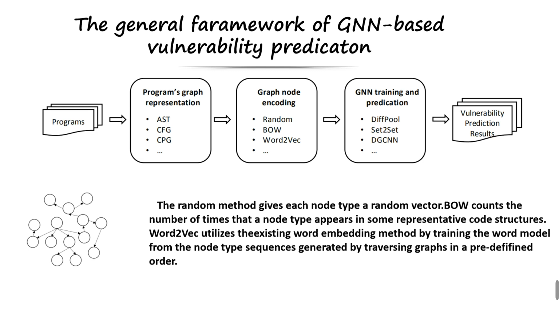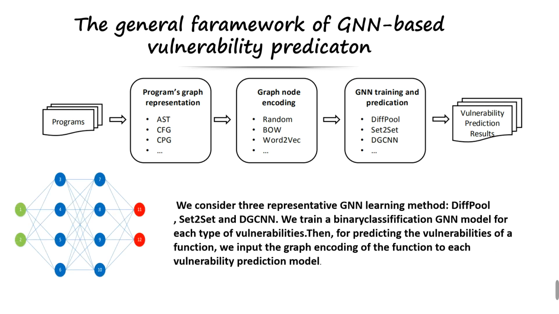Bag-of-words counts the number of times that the node type appears in some representative code structures. Walk-to-walk utilizes the existing word embedding method by training the word model from the node type sequences generated by traversing graphs in a predefined order. Based on the previous 2 steps, we can generate the data for GNN.